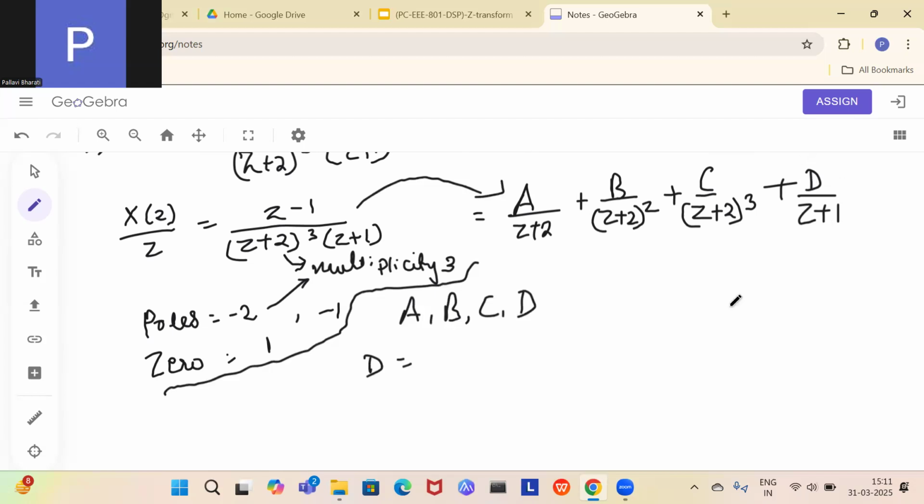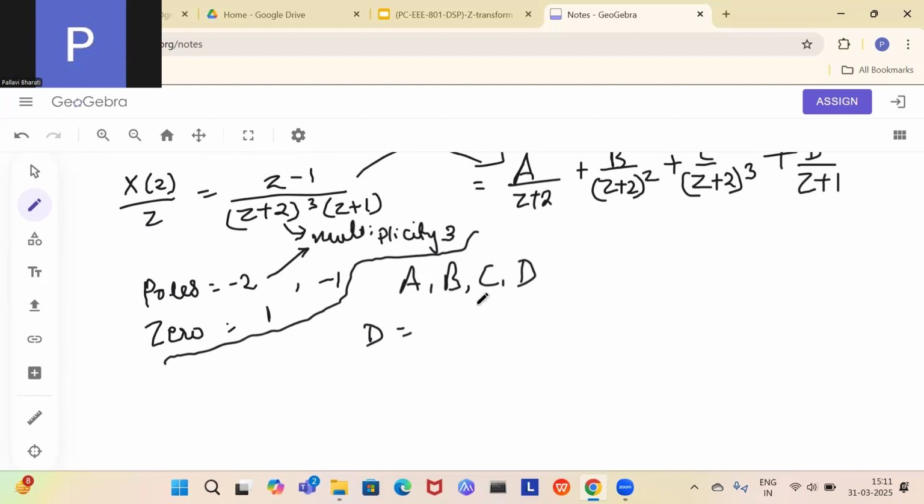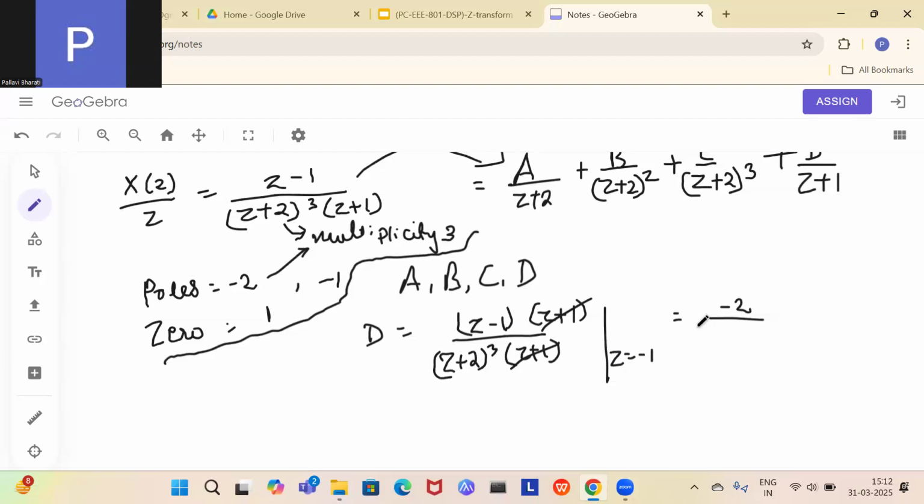So first of all, we will need to find out D at z is equal to minus 1, because that will be the point which will make it undefined. So we will remove that point: z plus 2 whole cube, and this is z plus 1. So we will multiply with z plus 1. Find it out at z equals minus 1. If this gets cancelled, you have minus 1, minus 1, minus 2. And down you have minus 1 plus 2, that is 1. So 1 cube is 1. The value is minus 2.